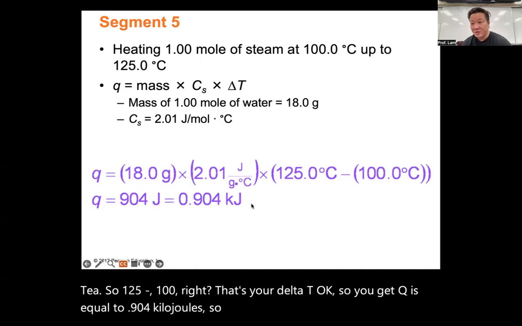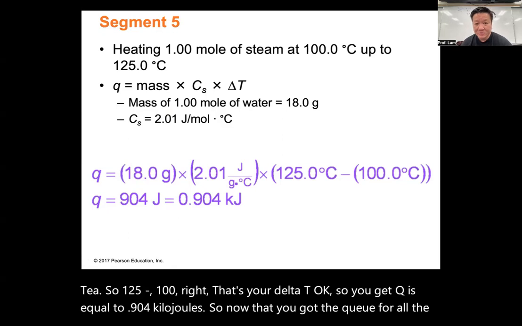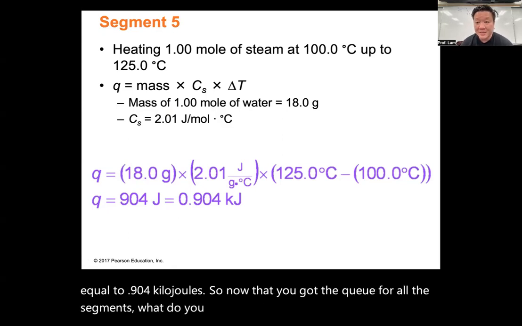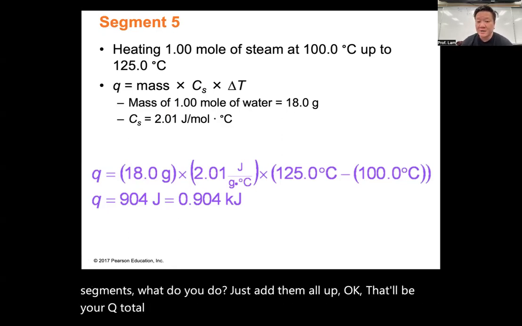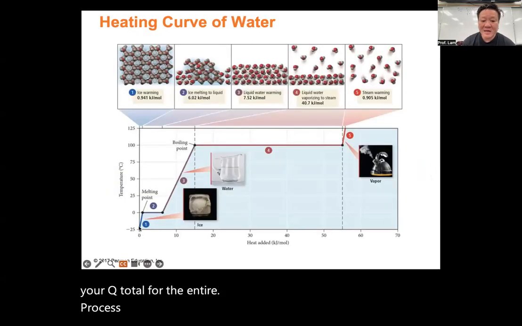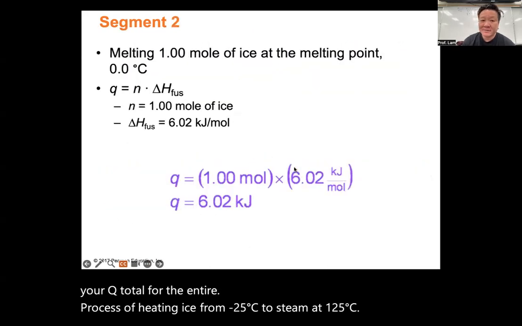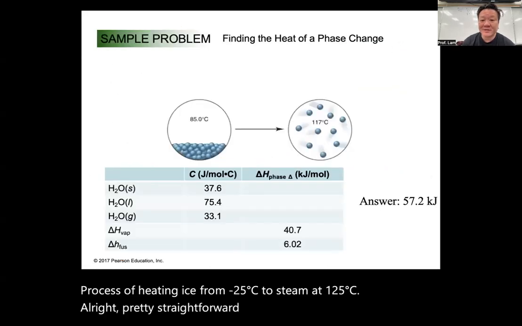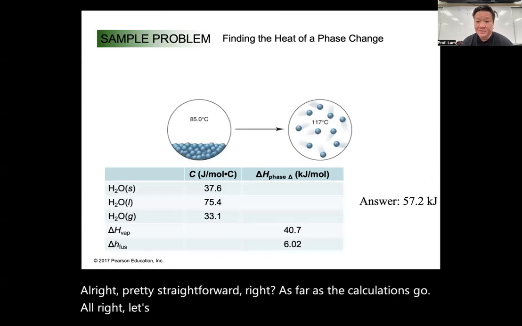So now that you've got the Q for all the segments, what do you do? Just add them all up. Okay, that'll be your Q total for the entire process of heating ice from minus 25 degrees Celsius to steam at 125 degrees Celsius. All right, pretty straightforward, right? As far as the calculations go. All right, let's do this one.